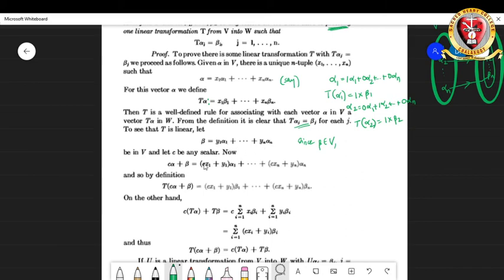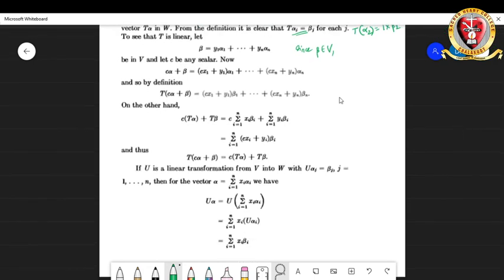So just substitute them. And when you simplify, you get C x1 plus y1 alpha 1 plus etc. plus C xn plus yn alpha n is the corresponding expansion in the right hand side of C alpha plus beta. Now apply T on the C alpha plus beta. So by the definition sitting here, you get x1 etc. xn were the coefficients of alpha, right? When we are making them into the linear combination of alpha 1 etc. alpha n. So here you have the coefficients to be C x1 plus y1 etc. C xn plus yn. So you multiply each of the coefficients with beta 1 etc. beta n simultaneously and add. So you get the term sitting here. So you got T of C alpha plus beta.